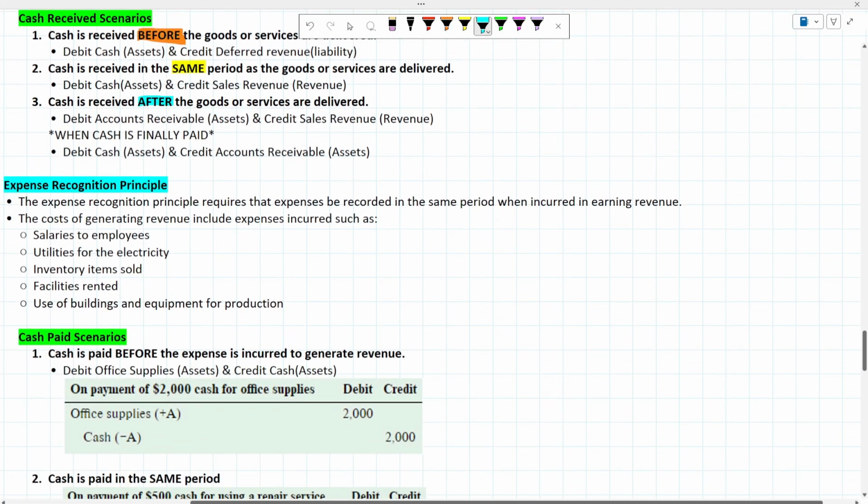So the expense recognition principle requires that expenses be recorded in the same period when incurred in earning revenue. The cost of generating revenue includes expenses incurred such as salaries to employees, utilities for the electricity, inventory items sold, facilities rented, and use of buildings and equipment for production.